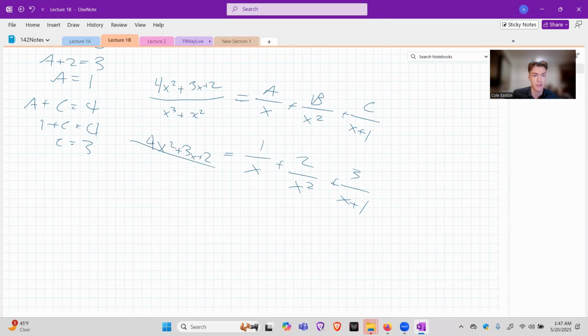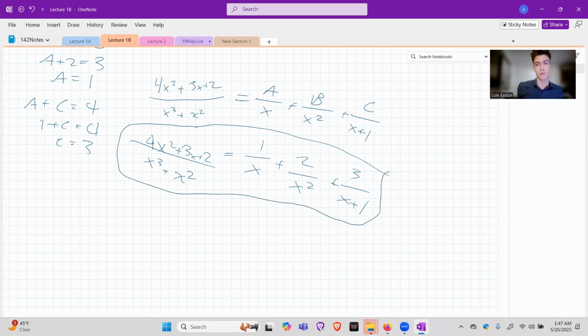Now I understand that at this point this looks a little bit unmotivated. It's like, why are we even doing this? The reason that we're doing this is because later it's going to help us with integration. But since this is a pre-calculus technique, we're going over the technique now so that we'll be ready to use it later when we need it.